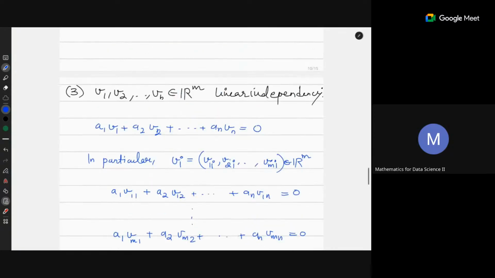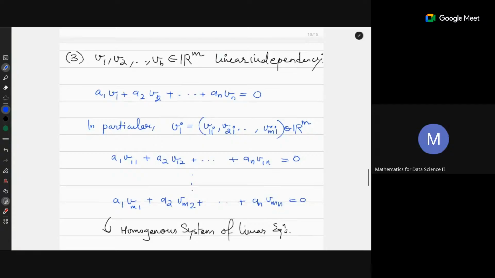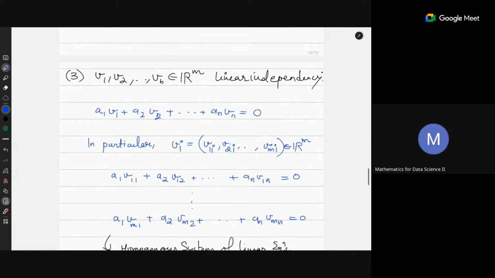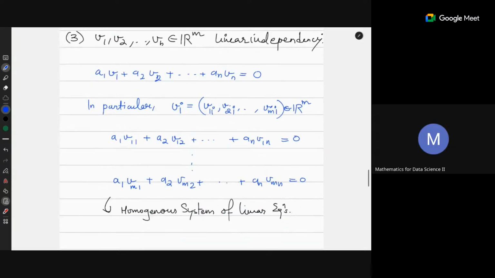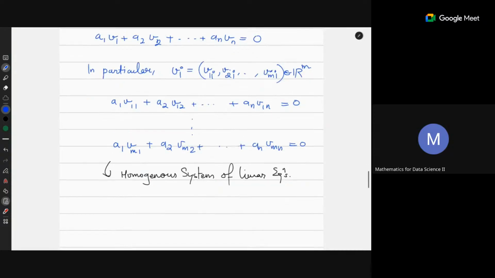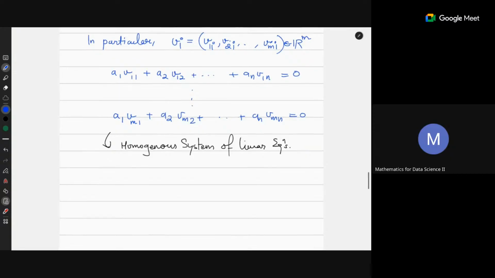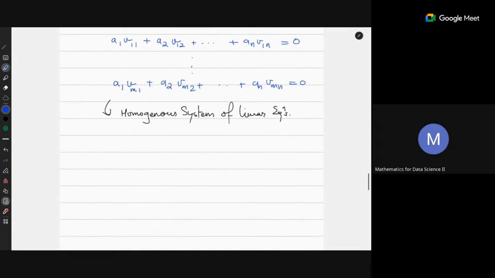Now, when you are looking at a collection of vectors and they are independent, then the only possible solution is the zero solution. By definition, it should only have the zero solution. It cannot have any other solution, otherwise they will become dependent. So if the homogeneous system of equations has a unique solution, the zero solution, then those vectors will be independent.